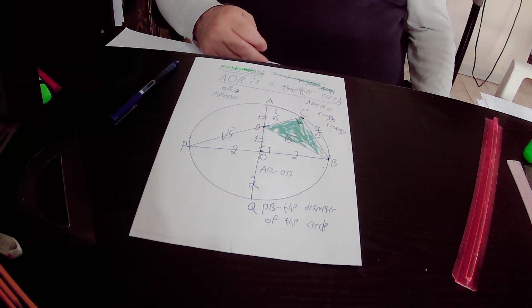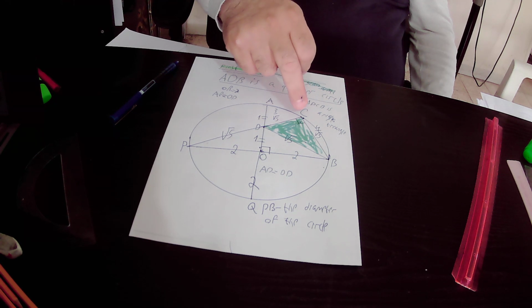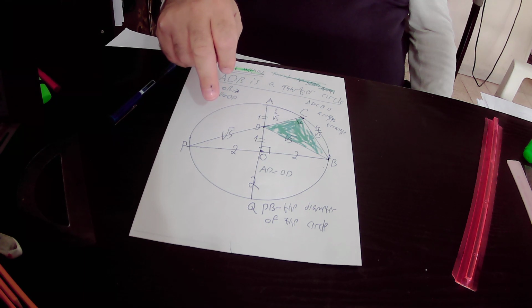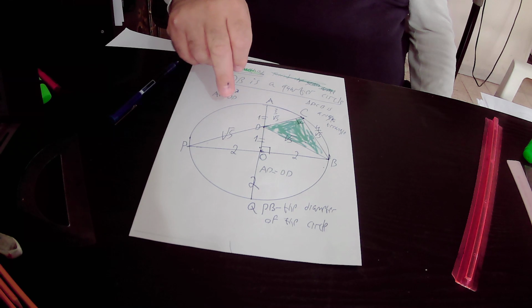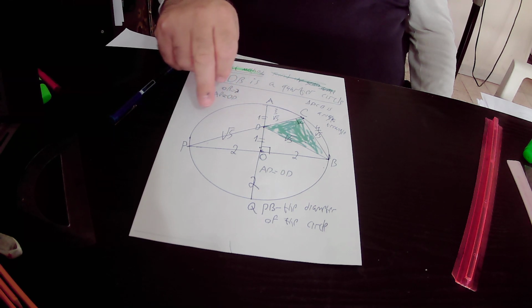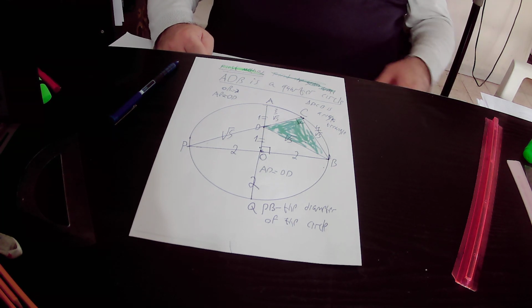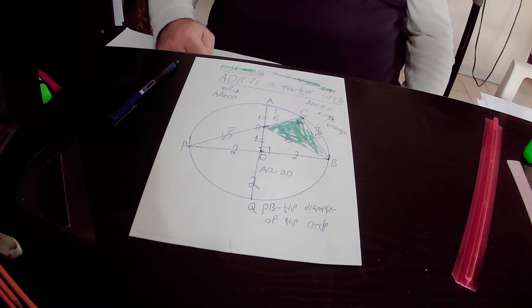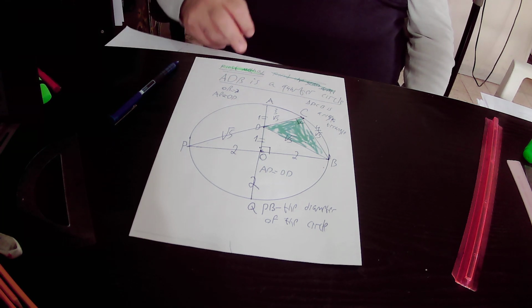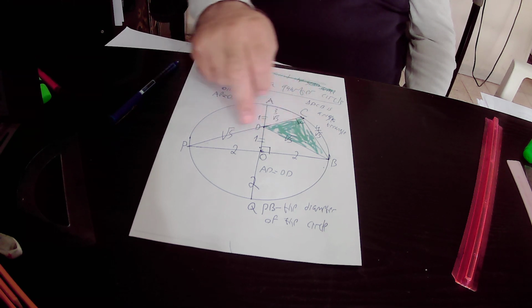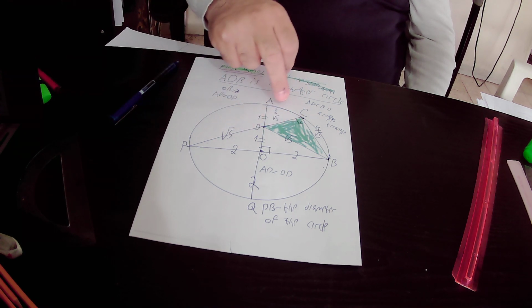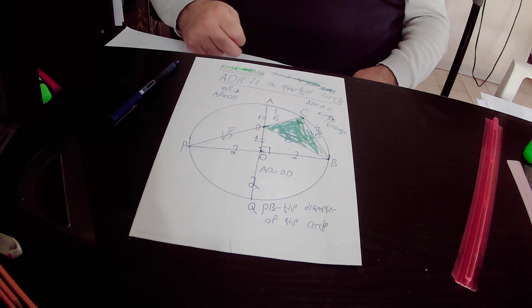Because this peripheral angle equals 90 degrees, it must rest on the diameter that is PB, therefore the extended CD must touch point P. According to the rule that any peripheral angle that is equal to 90 degrees rests on the diameter, and therefore it rests on the diameter PB, it means that the extended CD touches point P.